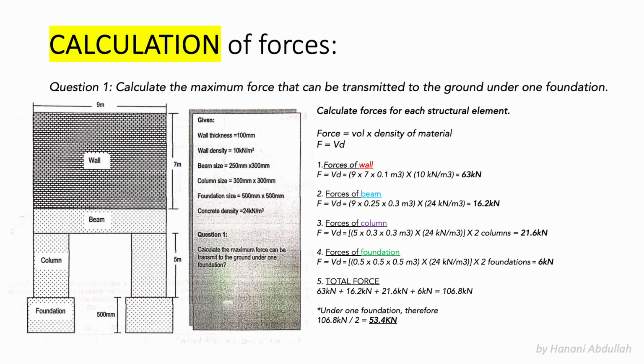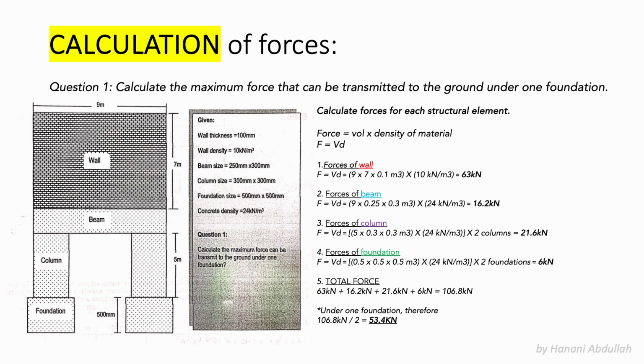Okay. So untuk force of beam times with the concrete density, 24 kN per meter cube, kita akan dapat force on beam is 16.2 kN. And then the next structure is column, still using the same formula, force equal to volume times density.